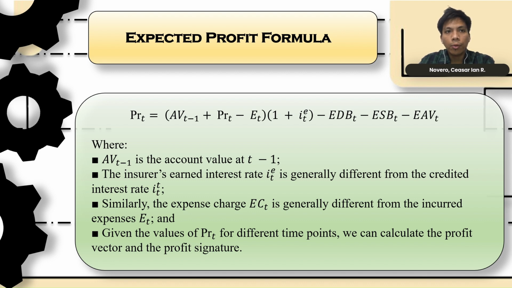Now, please do note the remarks shown here. So, we use the earned interest rate when we project account values and the credited interest rate when we conduct profit testing. Same thing applies for the expense charge and the incurred expenses. Now, given the values of the expected profit for different time points, we can calculate the profit vector and the profit signature. Now, to better understand how to get the expected profit, let's try some problem to apply it.